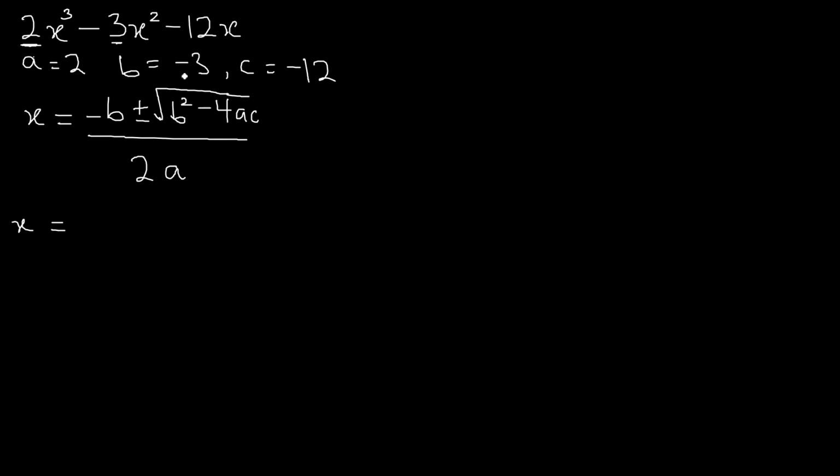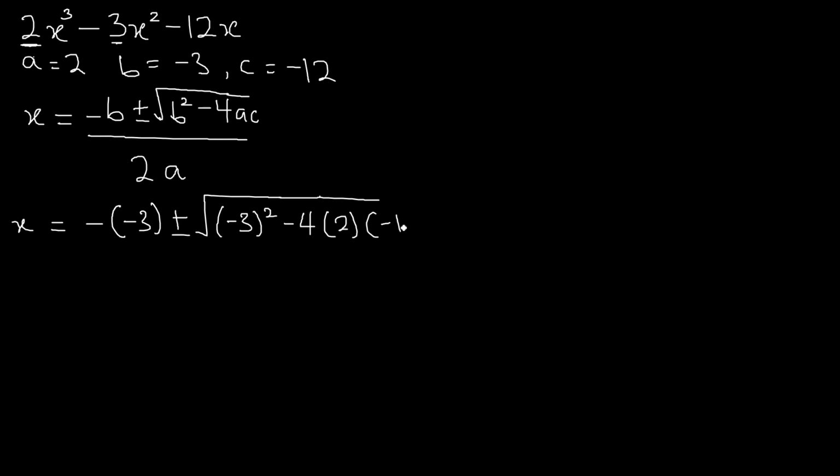What is the value for b? The value for b is negative 3. So negative, remember there's already minus over here. So negative into bracket b. b is already negative 3, plus or minus square root of b squared. b is negative 3 all squared, minus 4ac. a is positive 2 and c is negative 12. This divided by 2a, and a is 2.